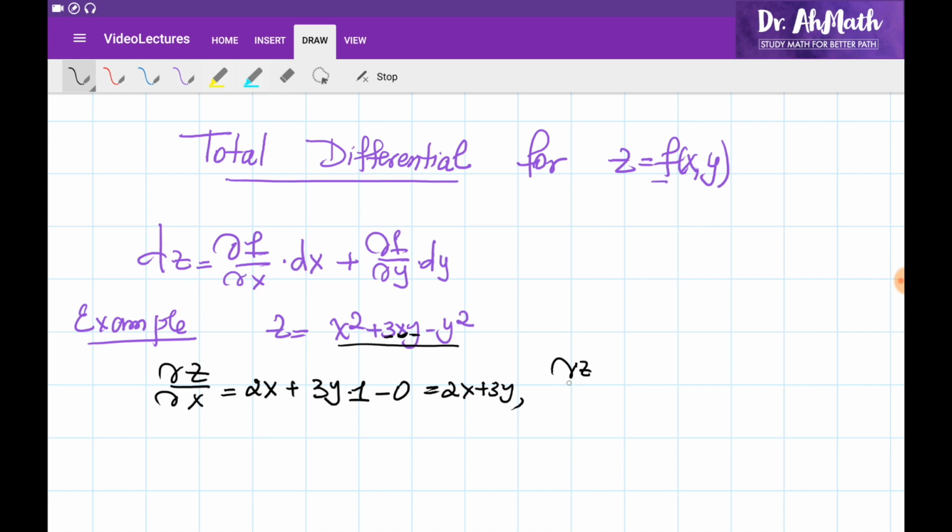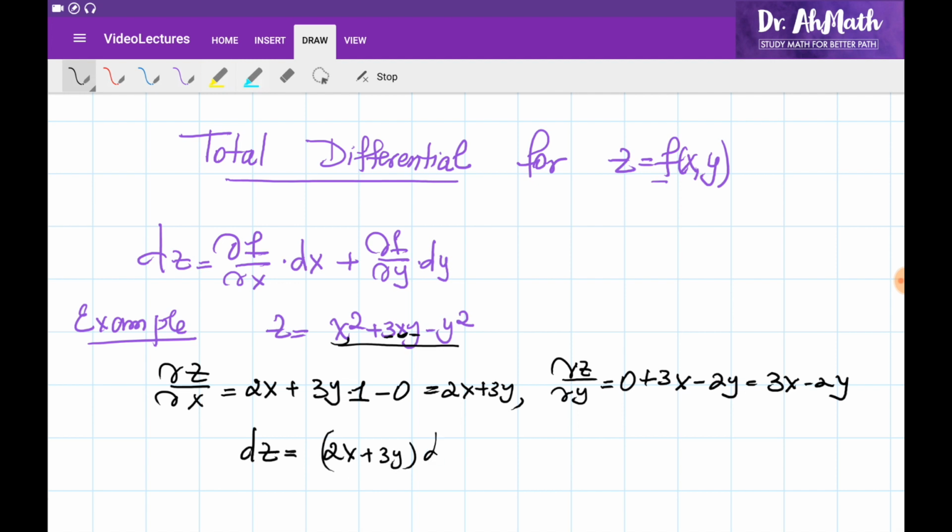When I take the derivative of z with respect to y, the first term is a constant, so 0, plus 3x minus 2y. Right? It's going to be 3x minus 2y. So if I put this in the formula of the total differential, the change of the height of the tangent plane, it's going to be equal to the partial derivative of z with respect to x, which is 2x plus 3y, multiplied by dx, plus 3x minus 2y multiplied by dy.